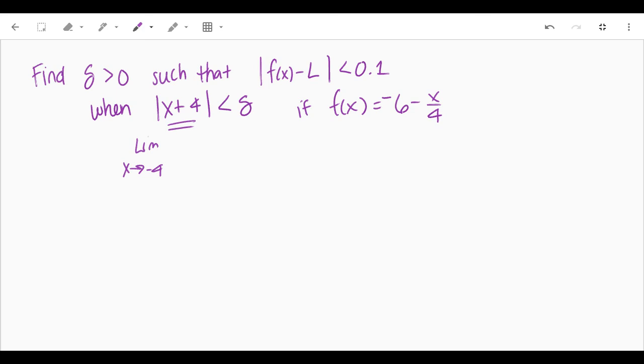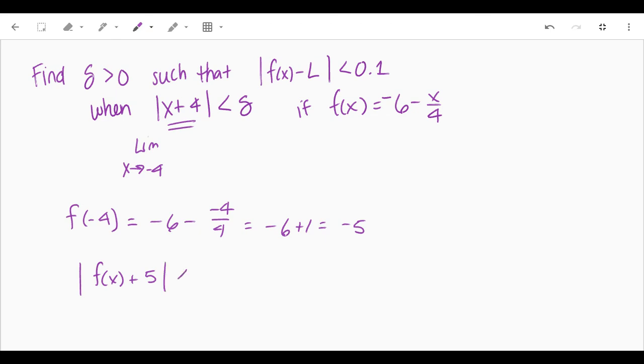But again, we want to find f of negative 4, which would be negative 6 minus negative 4 over 4. So negative 6 plus 1, which is negative 5. Okay, so we want f of x minus negative 5, the absolute value, to be less than 0.1.